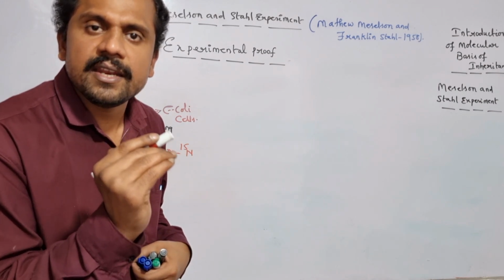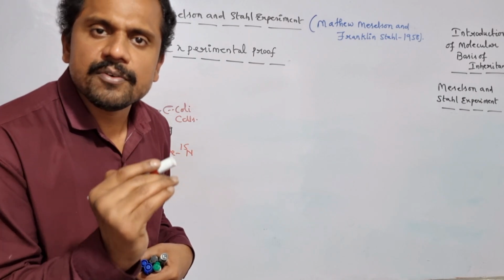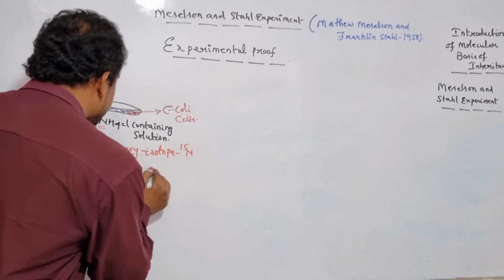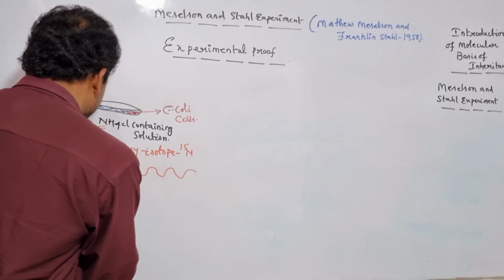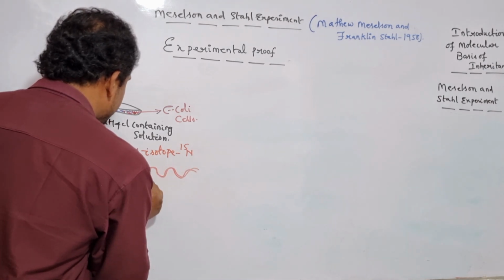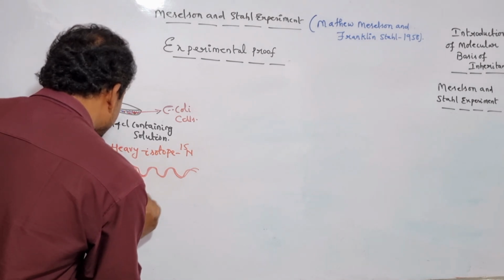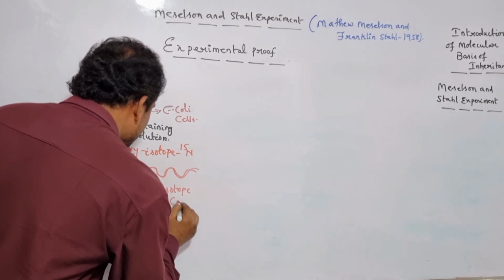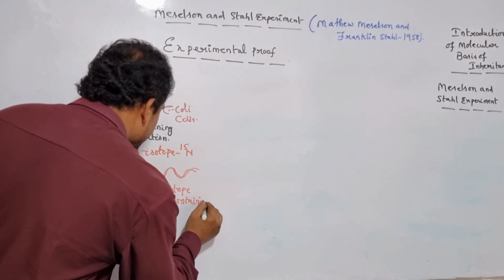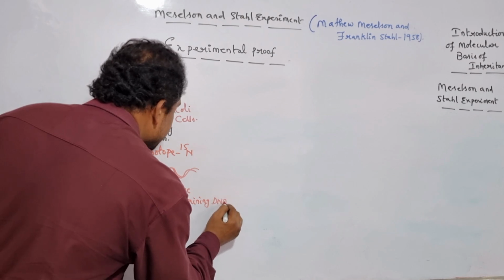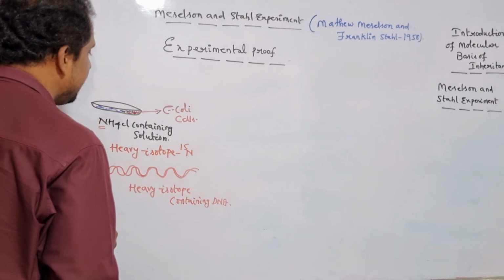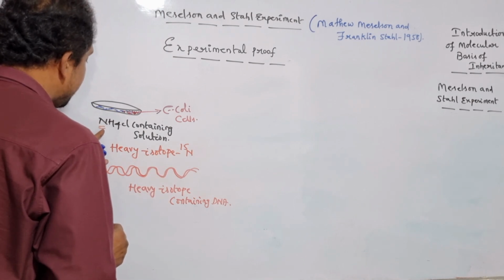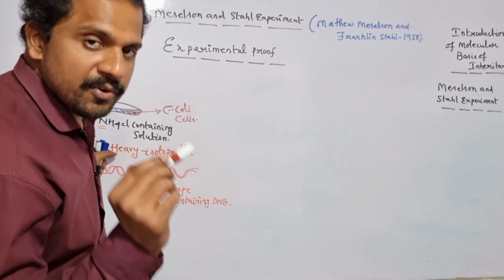And here the specific DNA was termed as what? Heavy isotope containing DNA. So just look at here. Heavy isotope containing DNA, right? So why was it termed as heavy isotope containing DNA? Because the DNA within the equalizers was successfully produced by taking advantage of the nitrogen which was a part of the ammonium chloride.